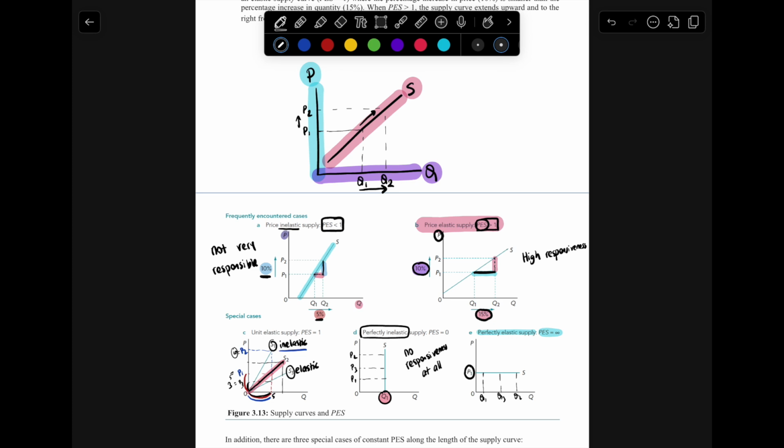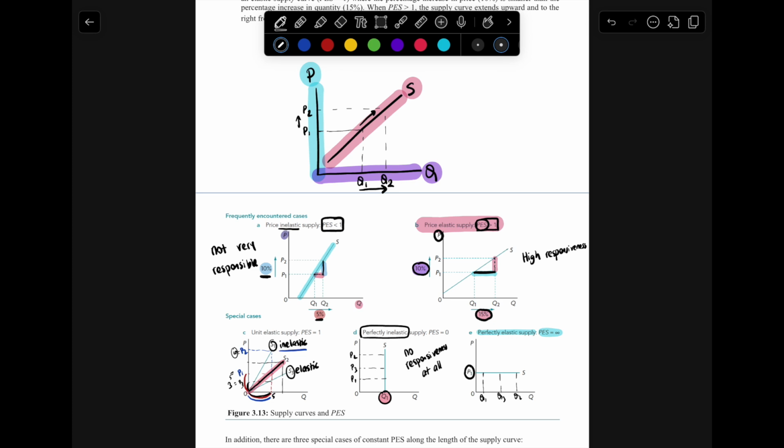So now suppose that the price increases from P1 to P2, which moves upward along the supply curve. So the key question here is how large is the horizontal movement? How large is this change in quantity from Q1 to Q2? So this horizontal movement determines elasticity. So let's look at these graphs right now.